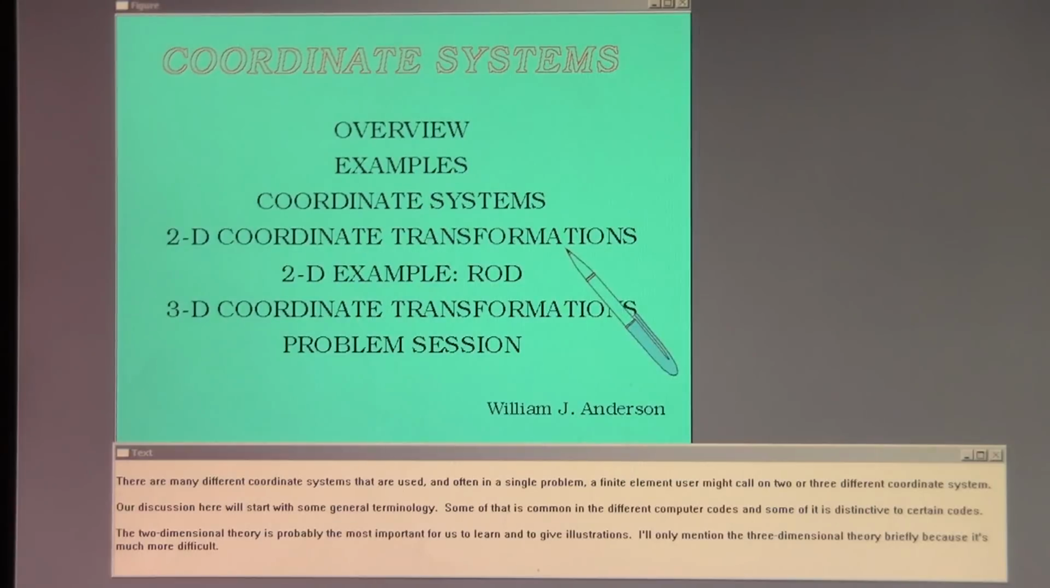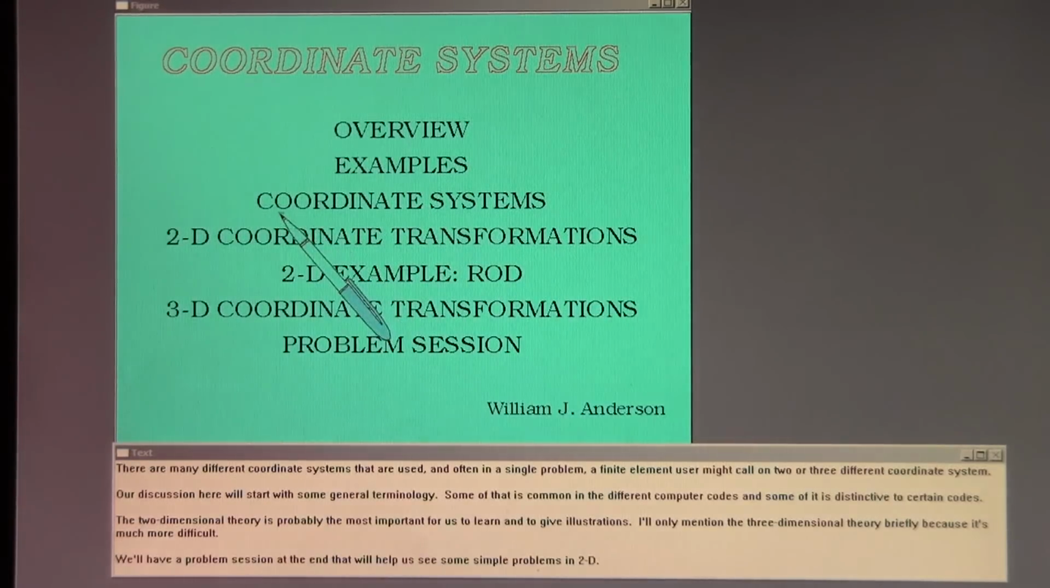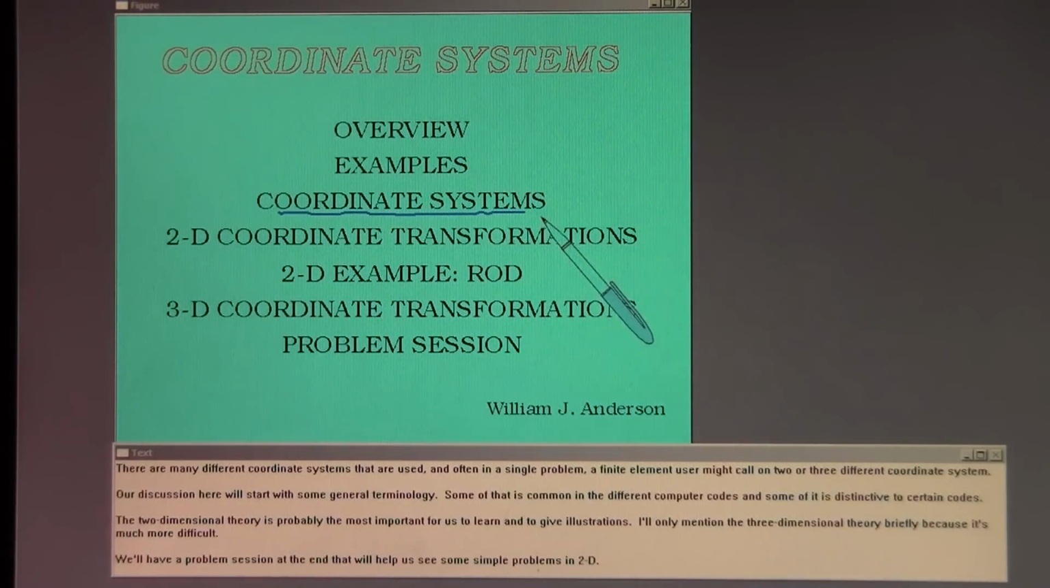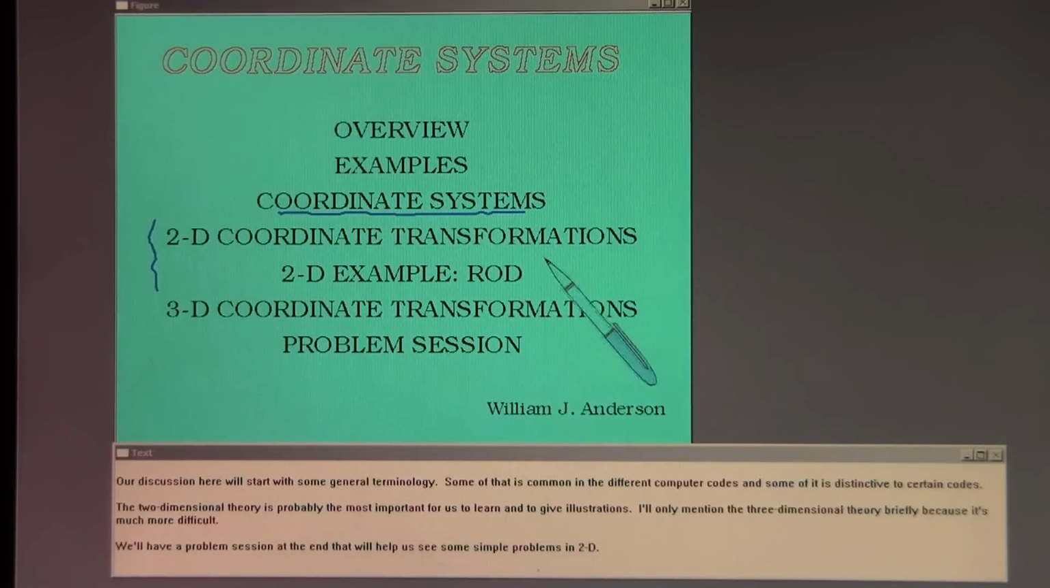Our discussion here will start with some general terminology. Some of that is common in the different computer codes, and some of it is distinctive to certain codes. The two-dimensional theory is probably the most important for us to learn and to give illustrations. I'll only mention the three-dimensional theory briefly because it's much more difficult. We'll have a problem session at the end that will help us see some simple problems in 2D.